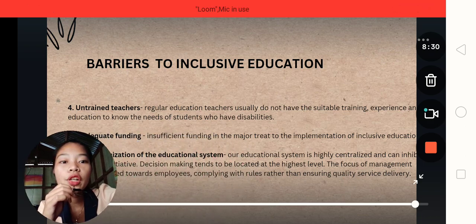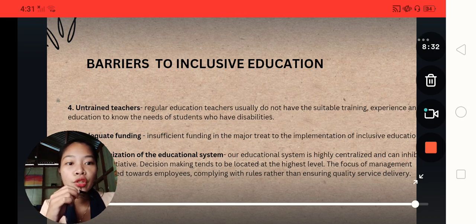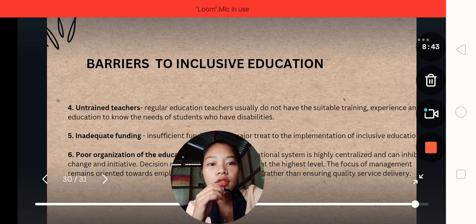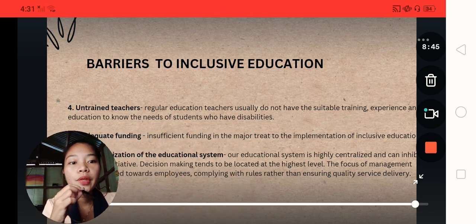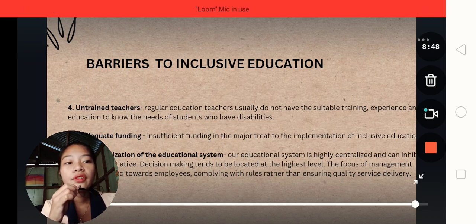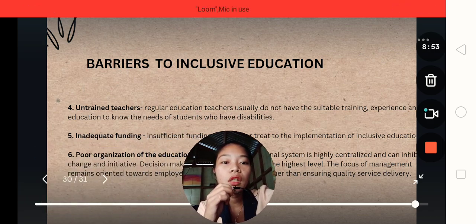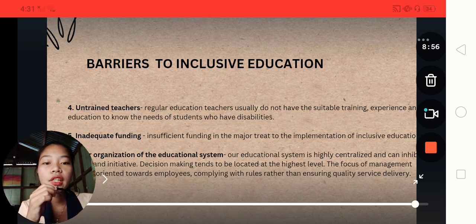Number 7, poor organization of the educational system. Our educational system is highly centralized and inhibits trends, change, and initiatives. Decision making tends to be located at the highest level. The focus of management remains oriented towards employees complying with rules rather than ensuring quality service delivery. So those are the barriers to inclusive education.